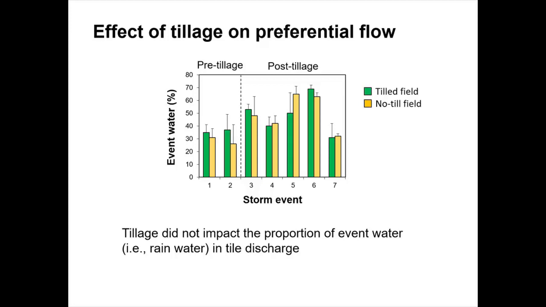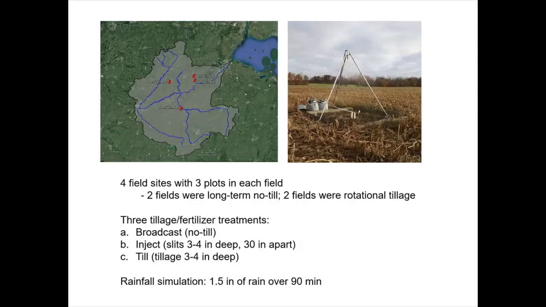So tillage didn't impact the amount of rainwater that was making it to the tile drains within a given storm event. So that was one field, one study, 7 events.